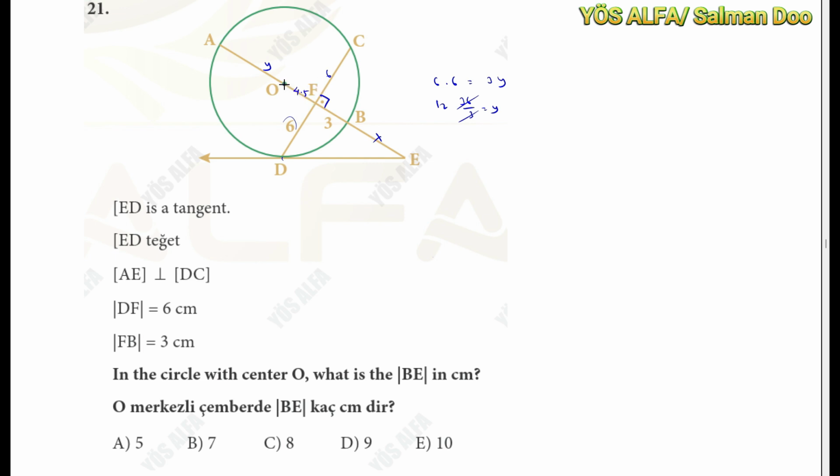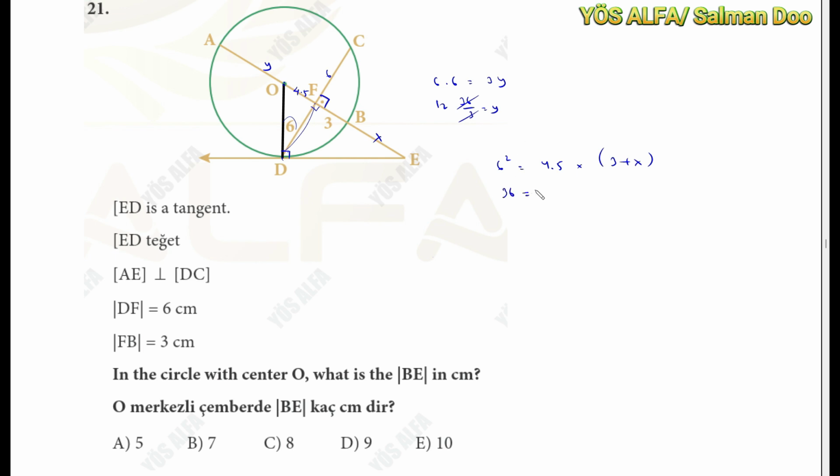Now let's draw a line from the center to the tangent point D. Since this is a radius and DE is tangent, we know that they are perpendicular to each other. So we're asked to find x, and we have 90 degrees here, and a perpendicular line drawn from D to F is also given. So we can use Euclid theorem. So 6 squared is equal to 4.5 times this, 3 plus x. So x is the only unknown in this equation, so we can find it easily.